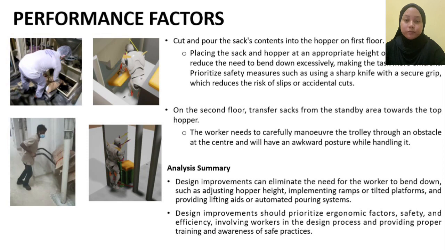Okay, in critical performance factor, we choose two situations. The first situation is on the first floor, the worker cuts and pours the sack content into the hopper. So the design must place the sack and hopper at a suitable height that could reduce the need for the worker to bend down always, making the task more efficient. Then priority safety measures such as using sharp knives with a secure grip will reduce the risk of slip or an incident cutting the fingers.